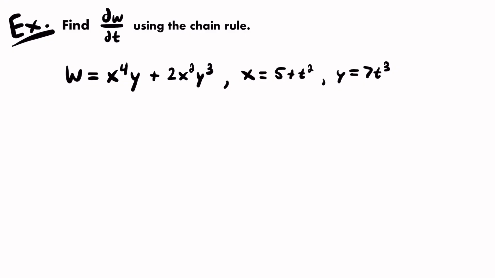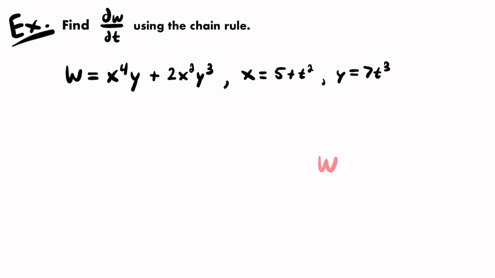And in this case, we have one dependent variable w that is defined in terms of two intermediate variables, x and y, which are then defined in terms of one independent variable of t. So once again, we're going to be using the same formula that we used in the previous two examples. Our derivative tree looks exactly the same.